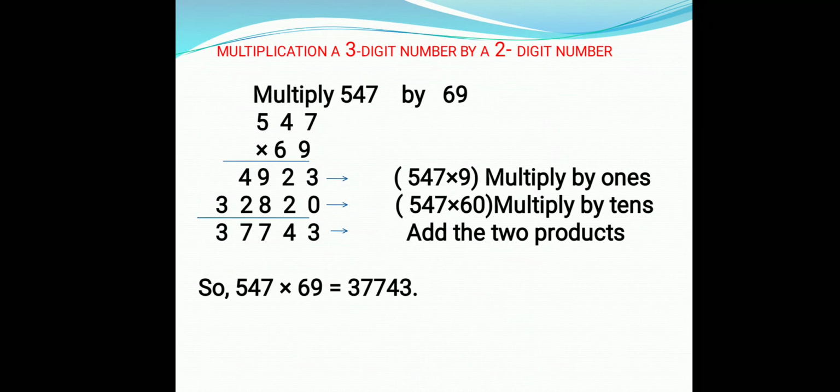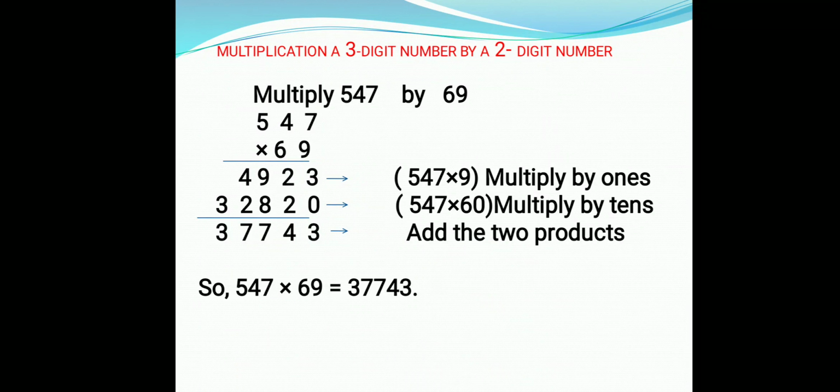6 into 5 is equal to 30. Add 2 which was carried over. The sum becomes 32. Now add the two products. The answer becomes 37,743.